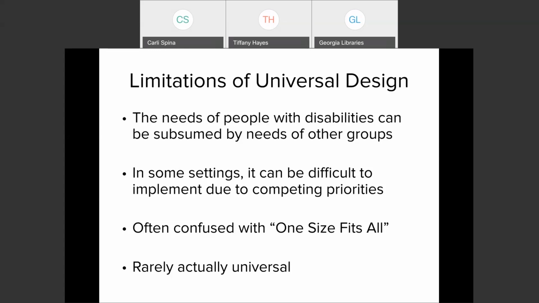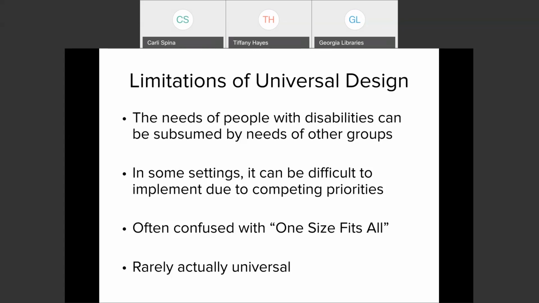Often it's also phrased as one size fits all, which isn't exactly a fair idea of what universal design is. Universal design does come with this idea that you want to build in flexibility so that it's not one size fits all so much as it is one solution can be used by a lot of different people, even if they're not all using it in exactly the same way.